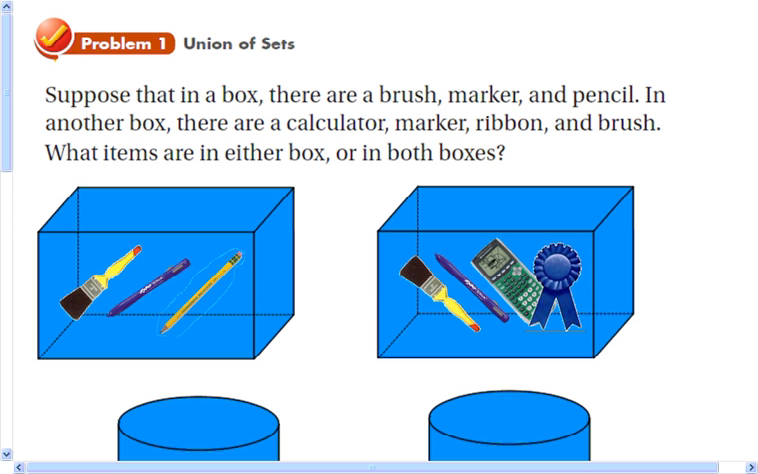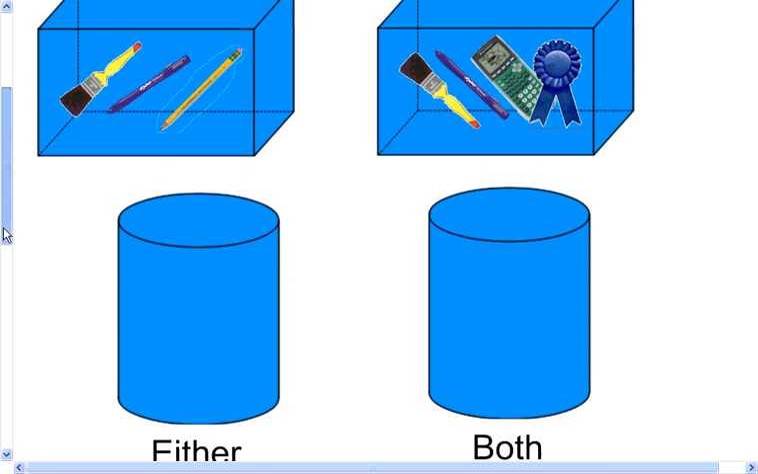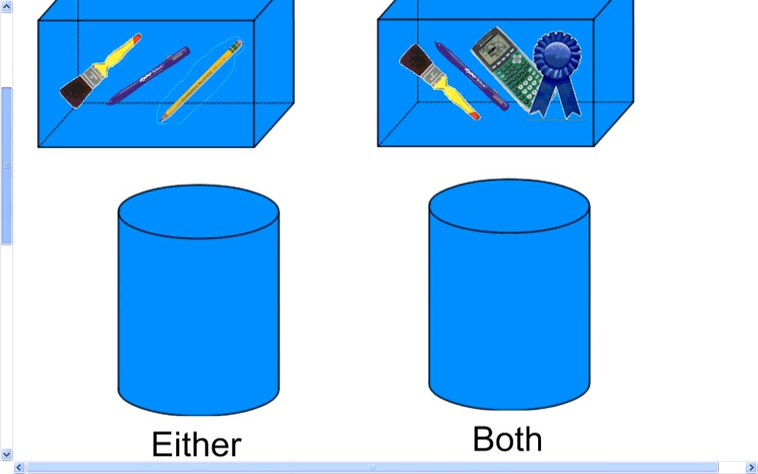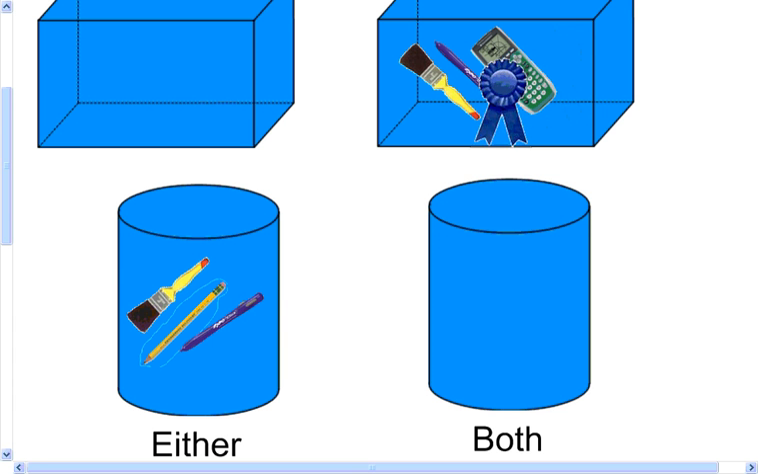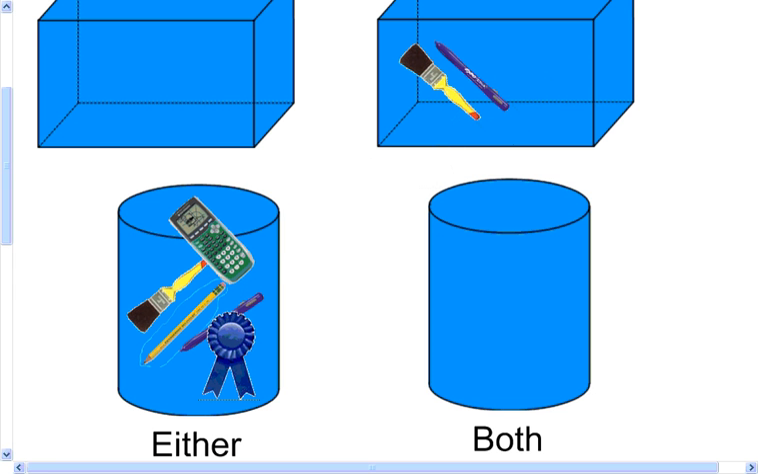So problem 1, union of sets. Suppose that in a box there are a brush, a marker, and a pencil. In another box there are a calculator, a marker, ribbon, and a brush. What items are in either box or in both boxes? The items in either box would be the union. We're going to need a brush, a marker, and a pencil. Essentially, we'll need everything from the first box, and then anything in the second box that wasn't in the first box, which is a ribbon and a calculator. So that box represents the union.